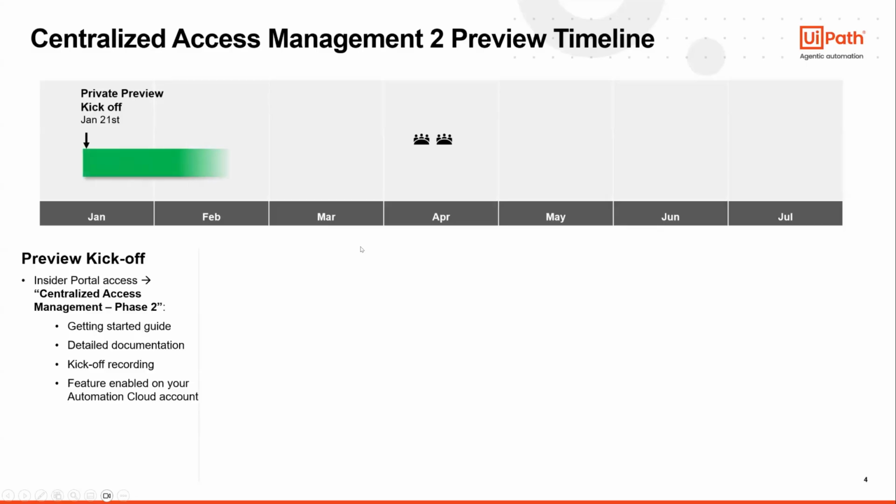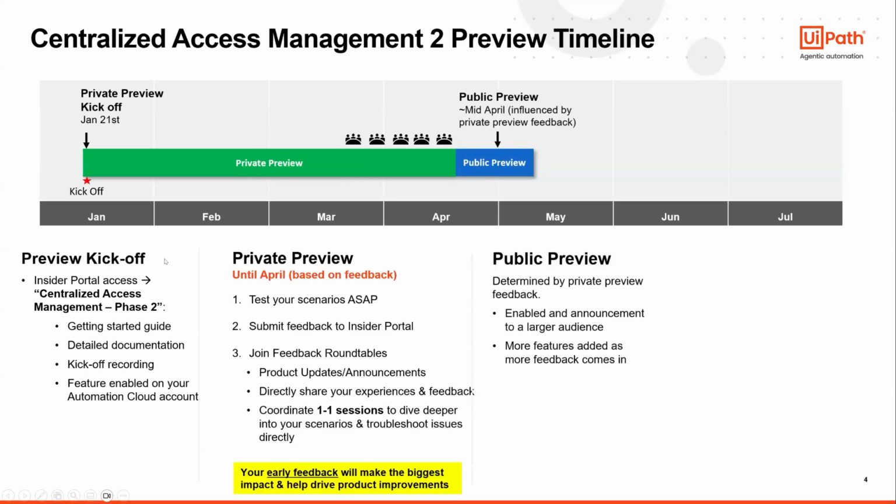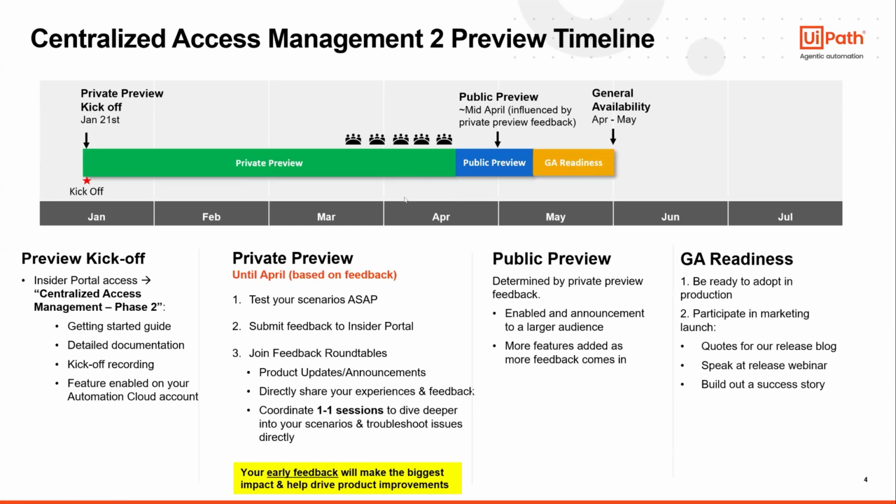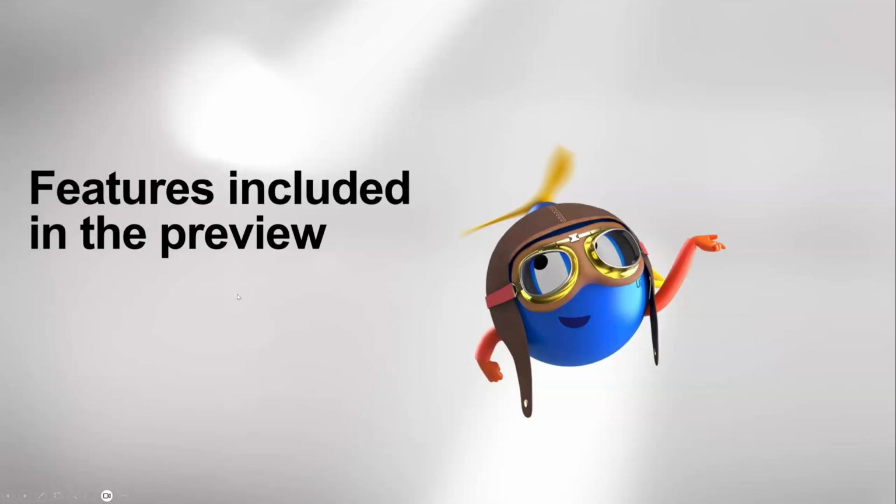So from a timeline perspective, we started a private preview early in January. We had a bunch of roundtables, which we actually extended now up until the end of April. It's like the feedback kept flowing. So we're aiming to have public preview for all of these features by the end of April. Probably the public preview will go up until the end of May, and then we'll have general availability. By then, you can still sign up for all of these features in the private preview using the Insider portal.